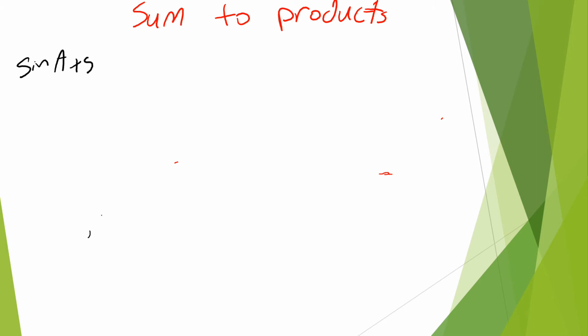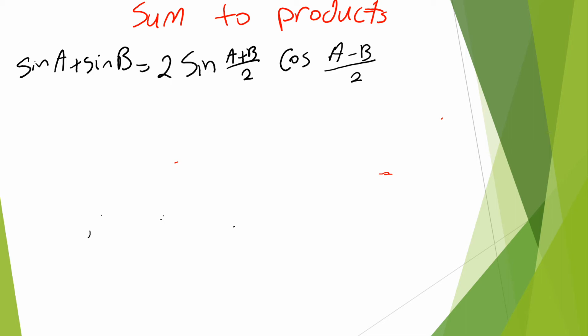So the next identities we're going to work on change sums to products. For example, the first identity: sine A plus sine B is the same as 2 sine of (A plus B) over 2, cosine of (A minus B) over 2. So that's the first identity.